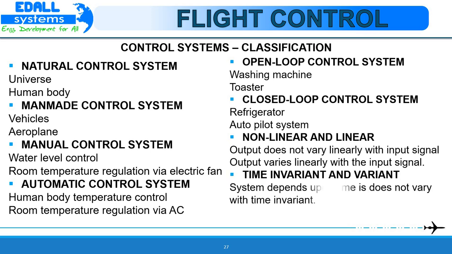Time invariant and time variant. If the input and the outputs are functions of time, but the parameters of the system are independent of time, which means they are not varying with time and are constant, then the system is said to be time invariant. On the other hand, time varying control systems are those in which the parameters of the system are varying with time. It does not depend on whether input and output are functions of time or not.